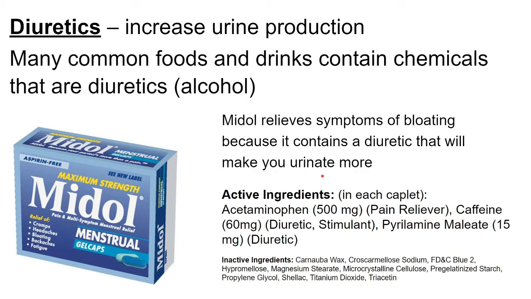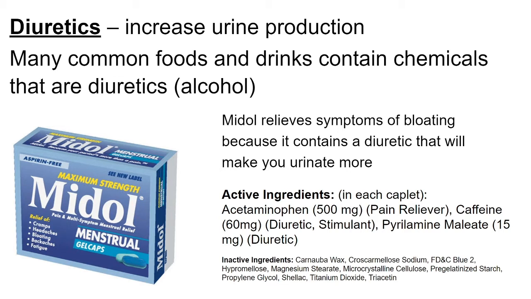Diuretics, as I mentioned, increase urine production. Many common foods and drinks contain chemicals that are diuretics. Alcohol is a very common one. As you get older, you may experience that if somebody drinks alcohol, then they typically have to pee a lot. Another example are some sodas. Mountain Dew is another common diuretic. You drink too much Mountain Dew, it makes you have to go pee.